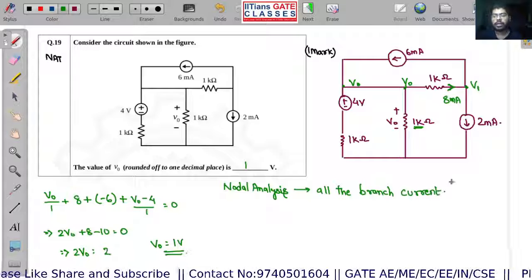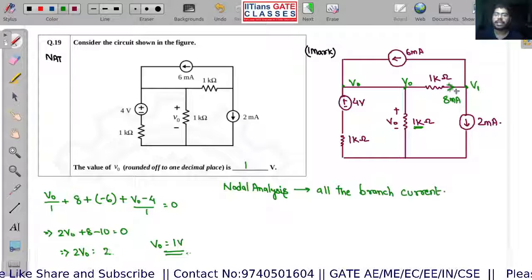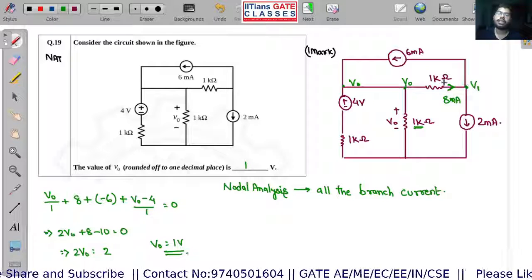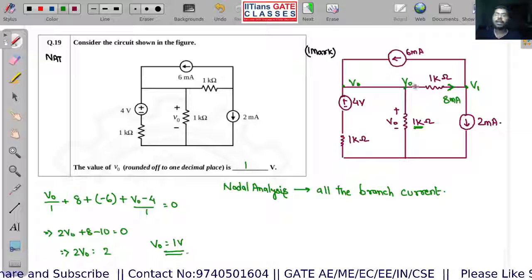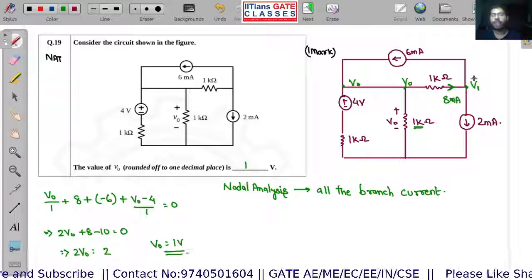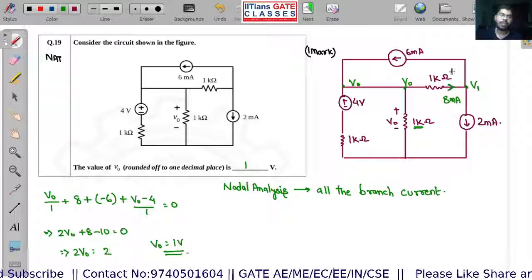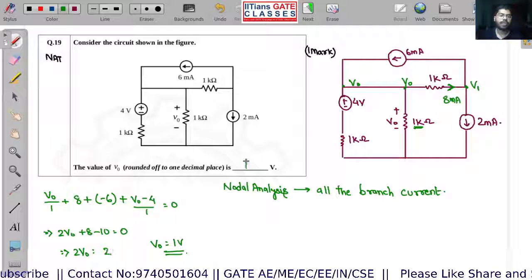Okay. So I simplified this by using this 8 milliampere, or else what would have happened? I would have to solve two simultaneous linear equations, then find the value of V naught and V1. Okay. So to avoid that, I have just calculated this 8 milliampere and solved this question. So the correct answer is 1 volt.